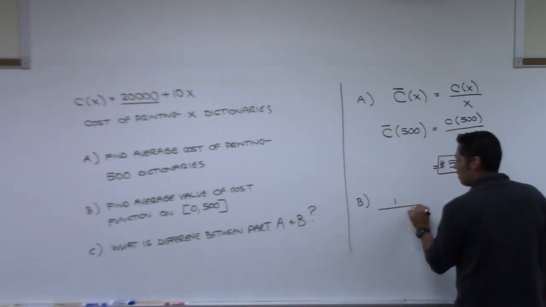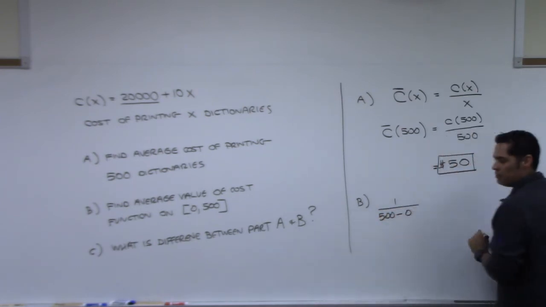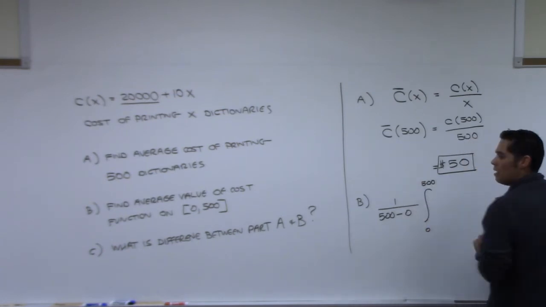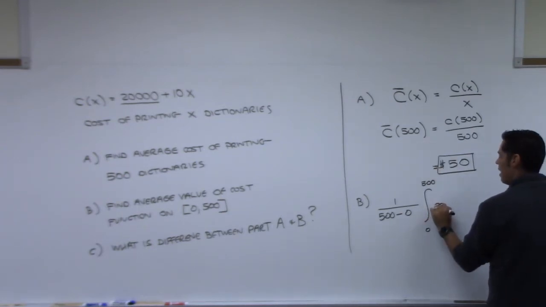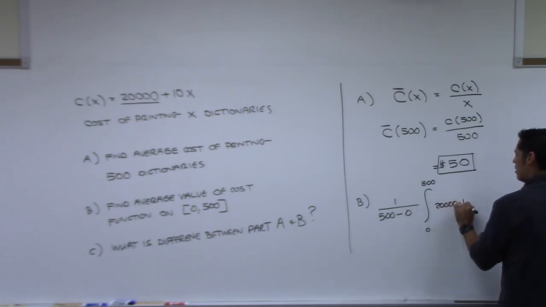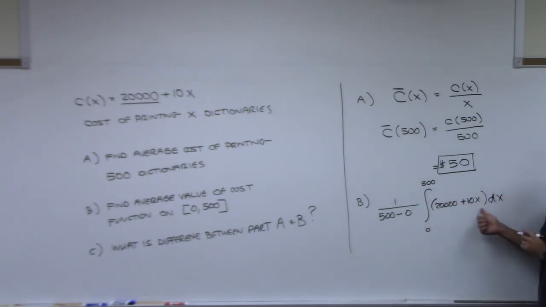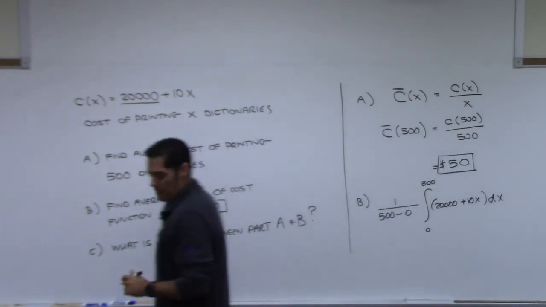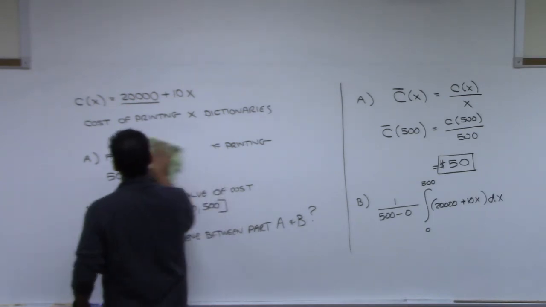1 over 500 minus 0, which is 500, integral from 0 to 500 of, do you want the derivative first? Just the function itself, right? 20,000 plus 10x dx. So that's what we're doing for Part B. So let's go ahead and do that. I'm going to do that right here.